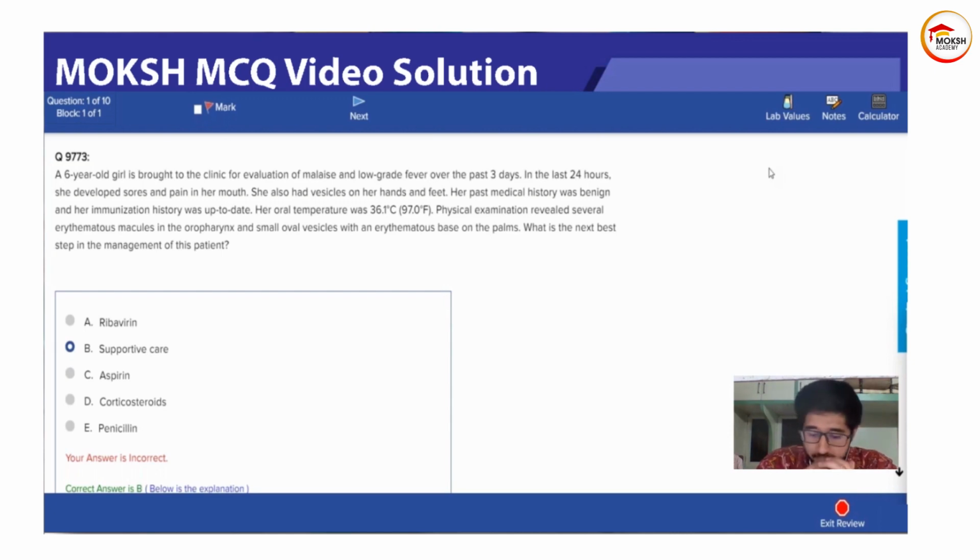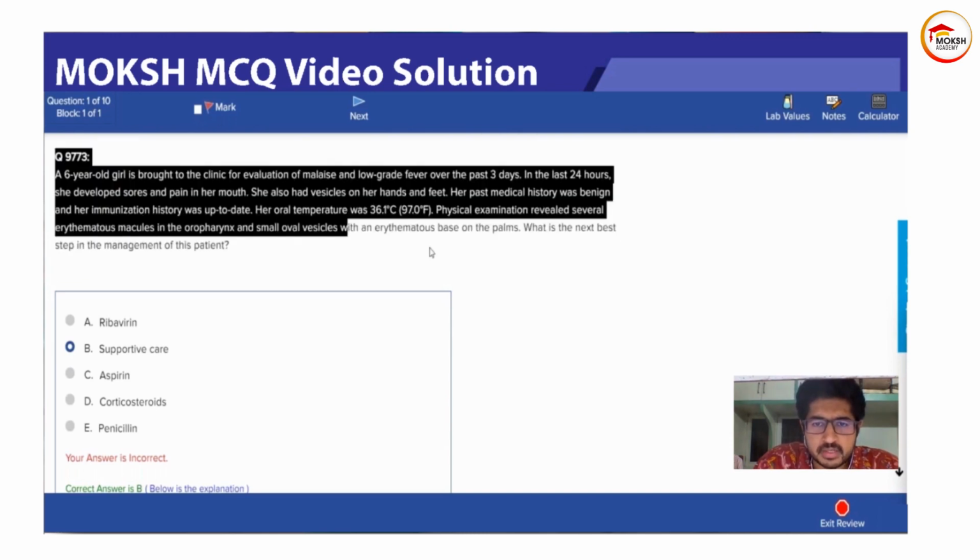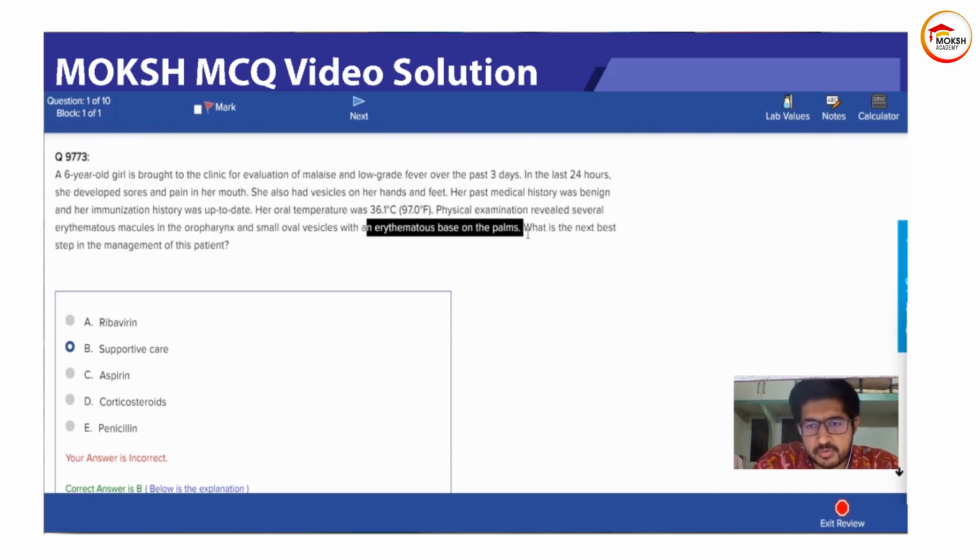So how can you differentiate them? For Coxsackie virus, it's pretty direct. They have given over here low-grade fever, developed oral sores and pain in her mouth, which is not found in the other diseases, and macules in the oropharynx. This part is common for all the three diseases. Now, how will you know whether it's talking about Rocky Mountain spotted fever, secondary syphilis, or Coxsackie?